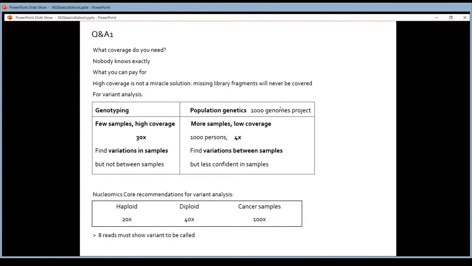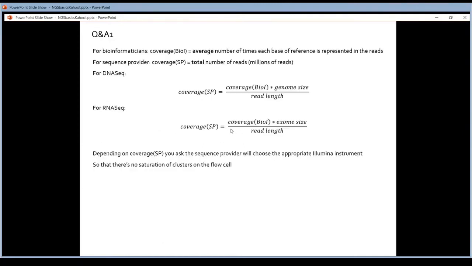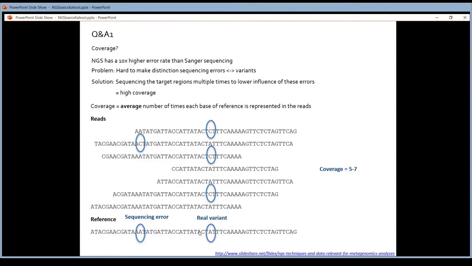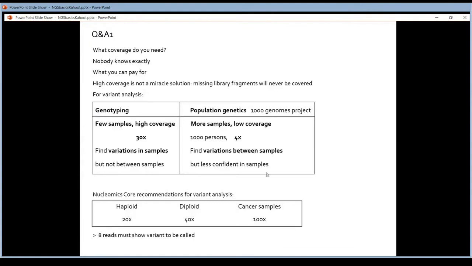So for these kinds of experiments, the 1000 Genomes Project took a coverage of 4. So 4 reads on average per base in the genome. That means that for every individual, you will not be 100% sure if that individual has a mutation or not because you only have a coverage of 4. But on the population level, since you have 1000 individuals, you can still see if a variation is real or not. If multiple people have it, then it's real. So this is how you solve it in that case.